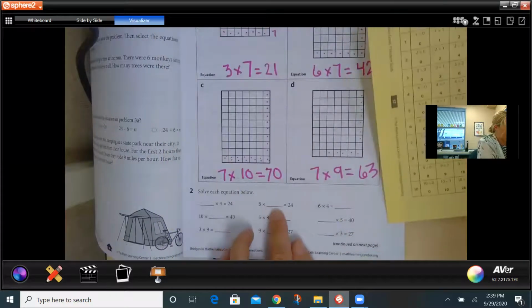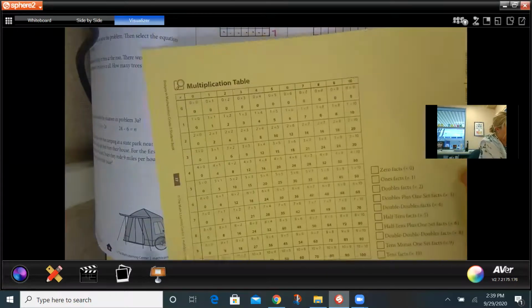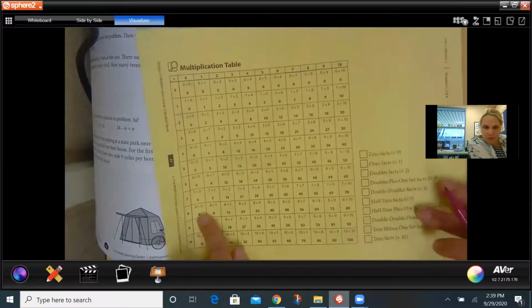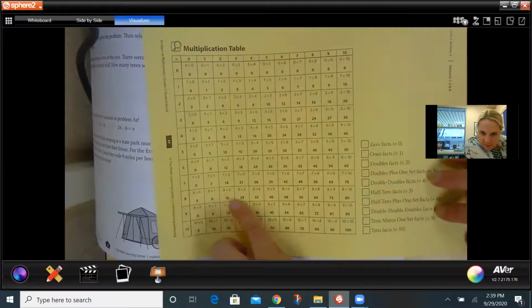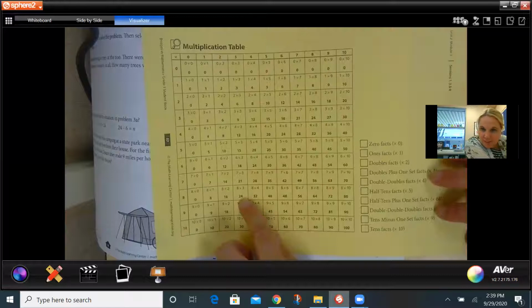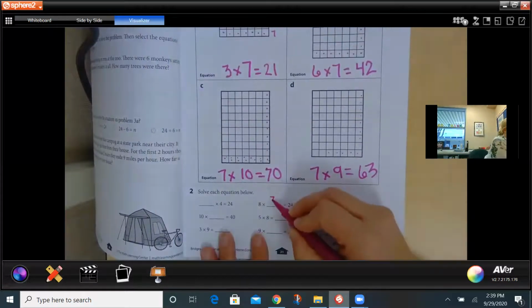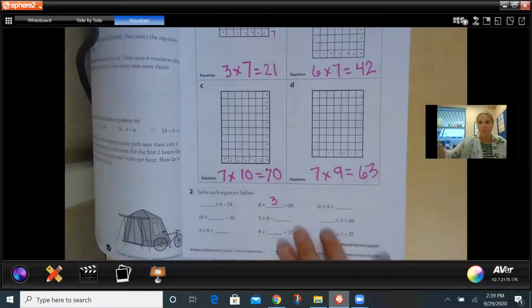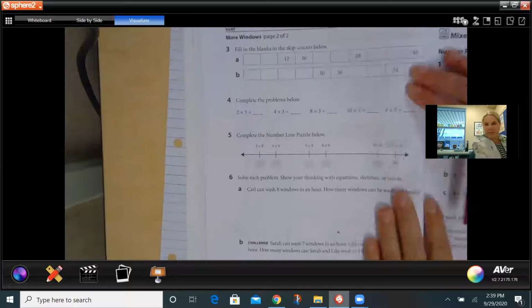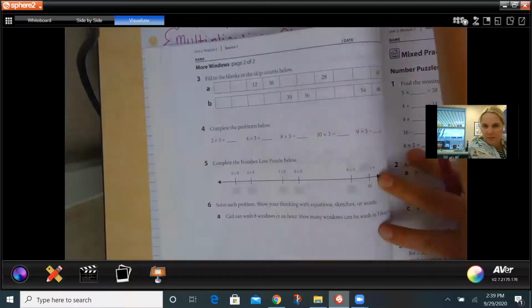8 times something is 24. I'm going to look at the row of 8. Okay. Here's 24. 8 times 3 is 24. Awesome. I'm going to let you guys use your chart to figure this out. Okay. So, there we go. On the back, my friends, easy breezy lemon squeezy.